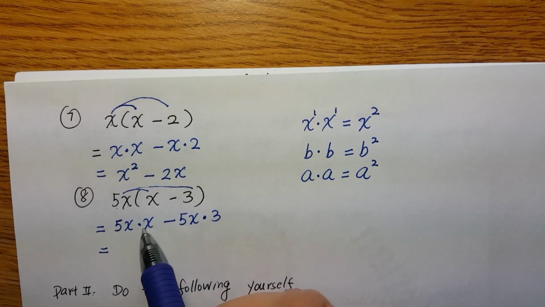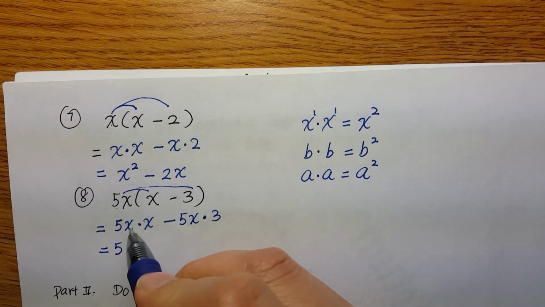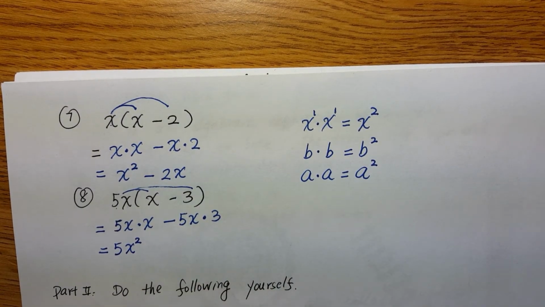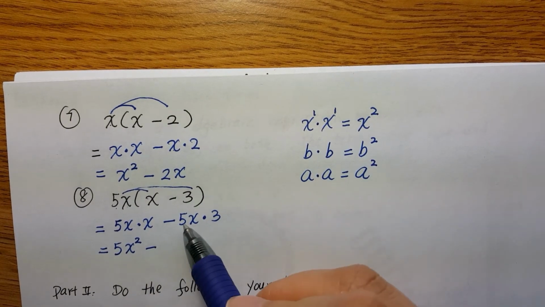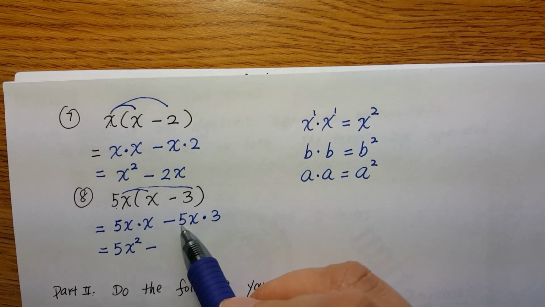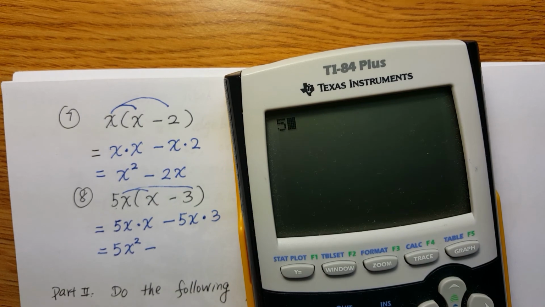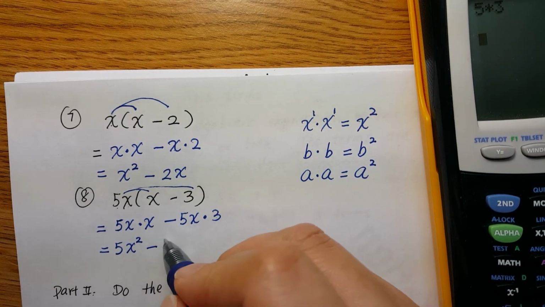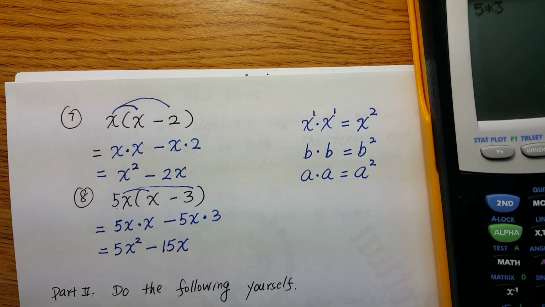Over here, 5 is the only number, so you just stay as 5. x times x, x squared. So it becomes 5x squared and minus. And then here we get 5x times 3. Then you multiply the numbers, 5 times 3. If you do it in your mind, it's good, or you can use a calculator. 5 times 3 is 15. So therefore, 15x. So we finished number 8.